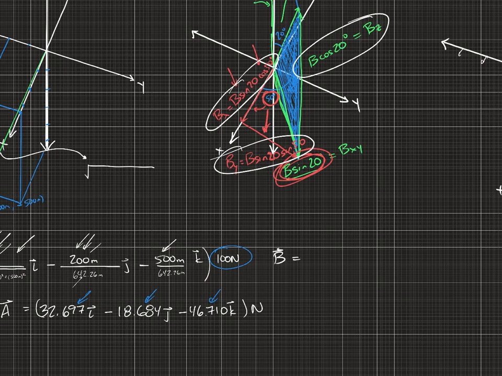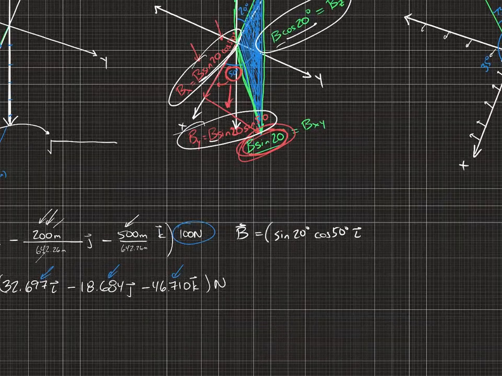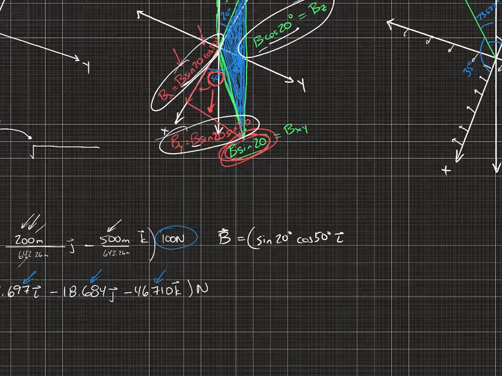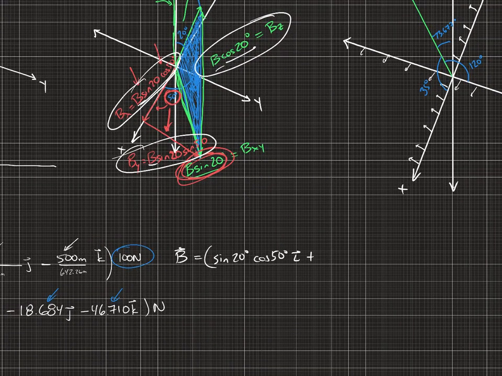B equals, and let's see, in the x direction, I'm going to do the sine of 20 times the cosine of 50 in the i direction. Noticing these all have a B in front of them, I'm just going to pull that out. Plus, in the y direction, we've got the sine of 20 times the sine of 50 degrees in the j.